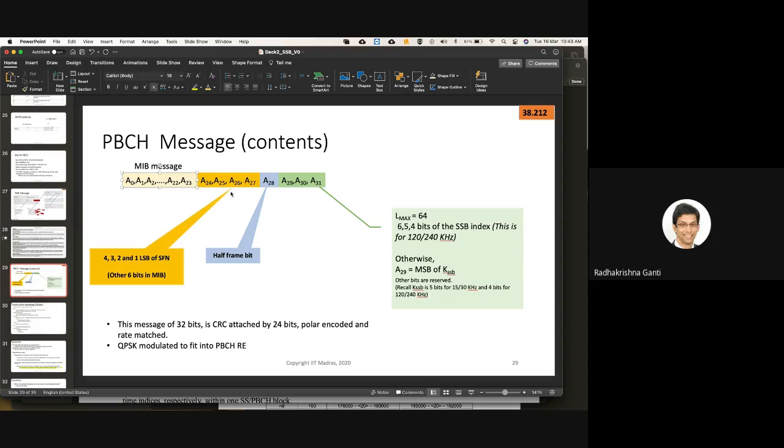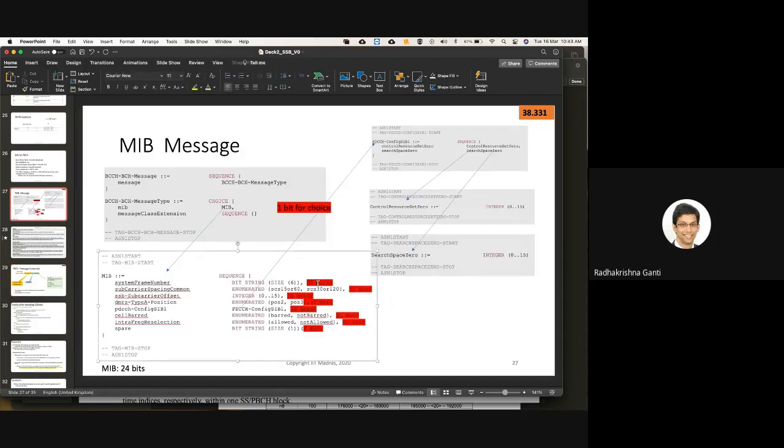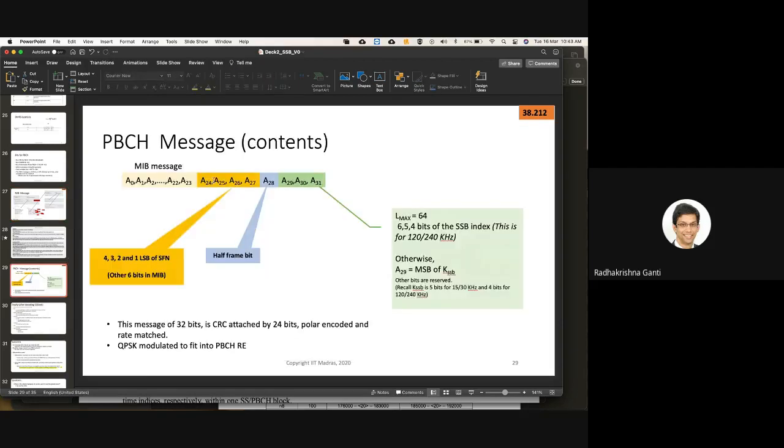Then it also contains the SFN. If you look at the system frame number, only 6 bits are here. You require 4 more bits. The other 4 bits are put outside. There's a reason why they do it, I'll tell you in a minute. The other 4 bits are put here. And there is a half frame bit. What is this half frame bit? It will tell you which half frame you are in, whether the first half frame or the second half frame. And the last 3 bits are interesting.